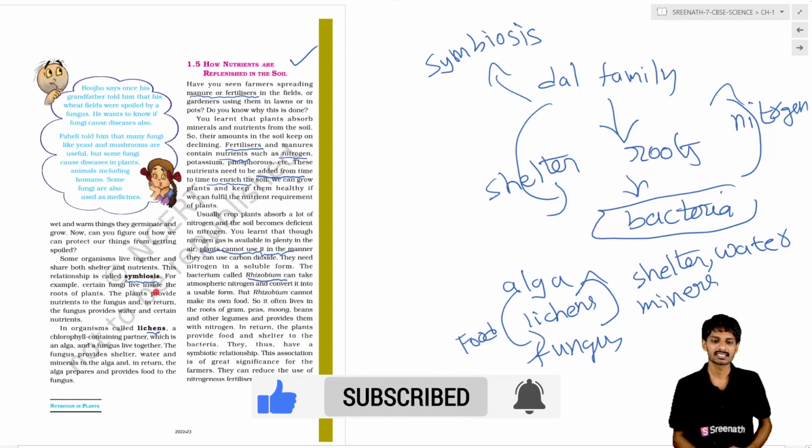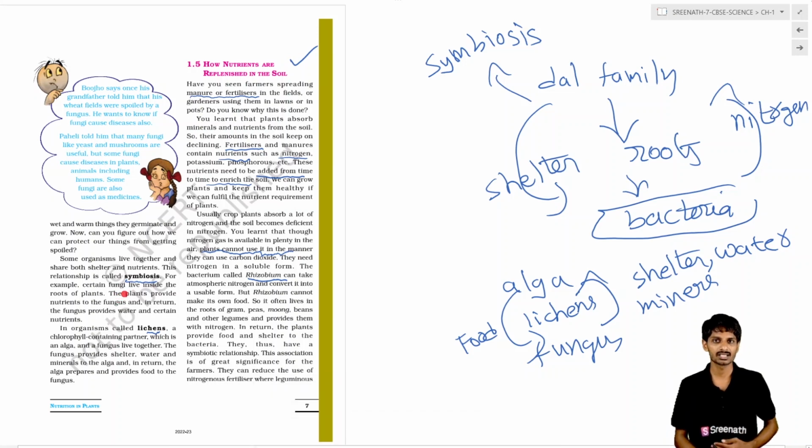Now finally, symbiosis means there is unity between some living organisms. Basically, dal family plants and the bacteria. There is a bacteria in the roots of the dal family. The plant gives shelter to the bacteria, and the bacteria gives nitrogen to the dal family. It is an example of symbiosis.